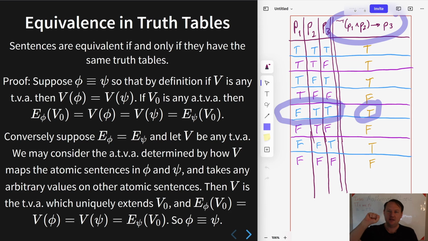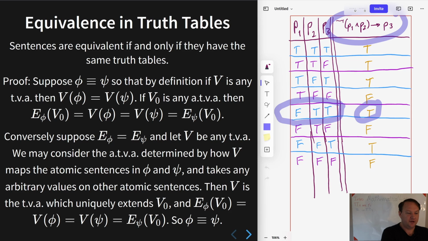So if we just take the atomic sentences that occur in either phi or psi, then we can consider any atomic truth value assignment which agrees with V on those atoms. So that's what this V sub naught is that we construct here. We effectively just restrict to the sentence letters that are in either phi or psi, and look at the atomic truth value assignment that assigns the same values to those atoms.